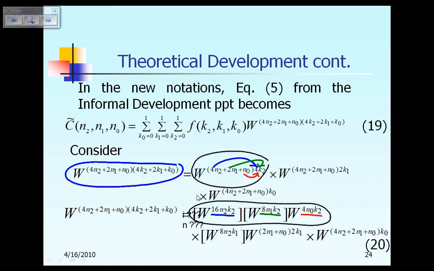Okay? And then after that, I consider 4n2 times 2k1. That will give me 8n2 times k1 right there. And then finally, if you take the term 2n1 plus n0 times 2k1, that will give you exactly this term right there. Okay? And then finally, as you can see, the last term is this term right here. So all I did is just expand a certain power of W, and that is what I got.